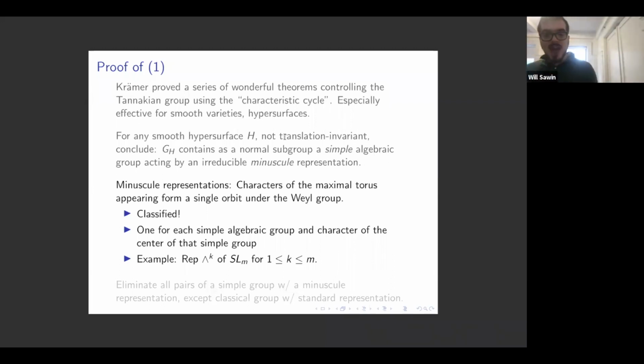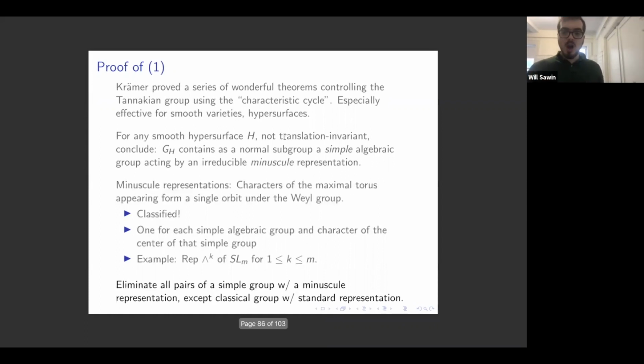argument. So once we have this classification of minuscule representations, we have a very nice strategy to finish the argument. We just write down all pairs of a simple group with a minuscule representation. We cross off the classical group with a standard representation. Those are good, those are the ones we want. We just have to eliminate all the remaining pairs. And some pairs you can eliminate just for dimension reasons.